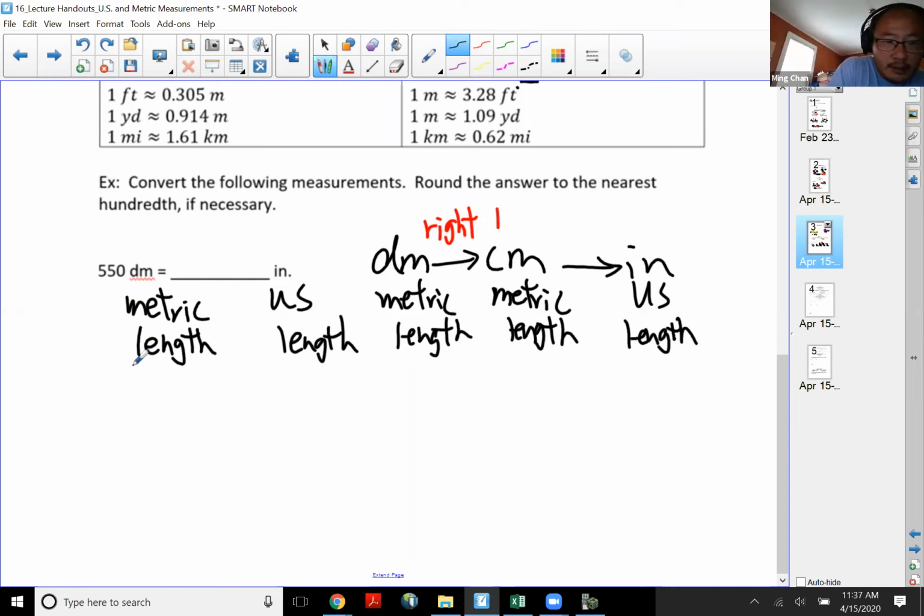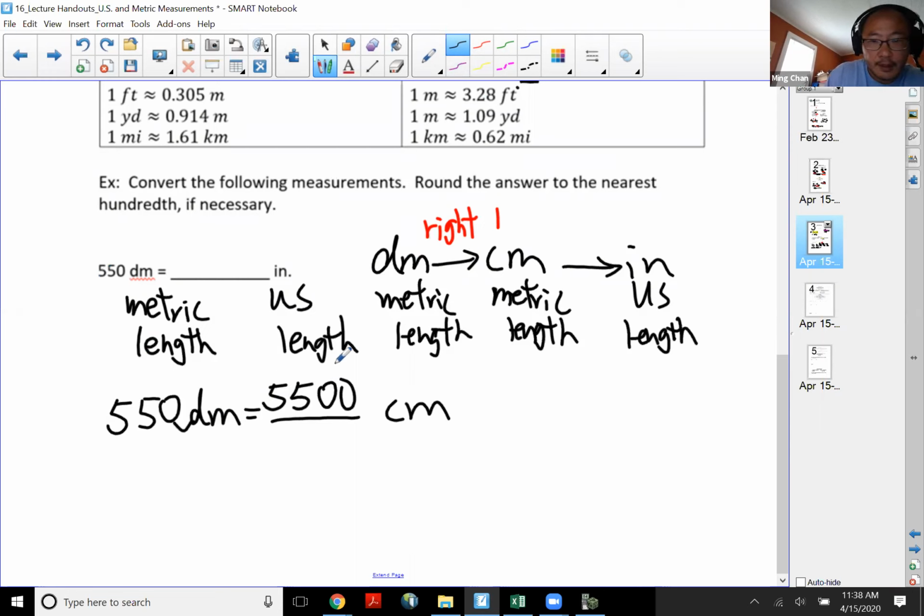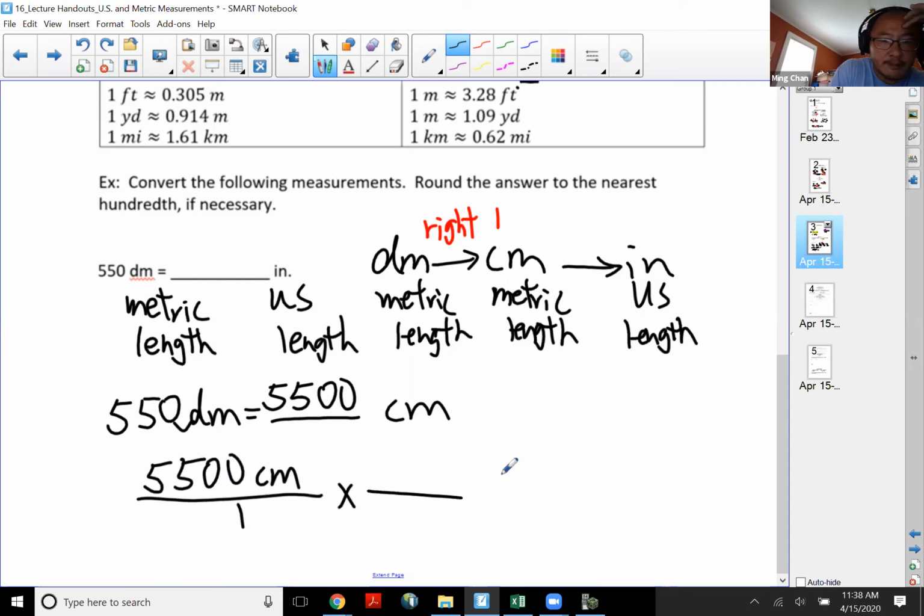So check this out. Right now I have 550 decimeters, which is equal to how many centimeters? Well, if I move to the right one place, that tells me it's going to be 5,500 what? Centimeters. Now, once I reach 5,500 centimeters, if I do my dimensional analysis, it quickly tells me centimeter to inch.